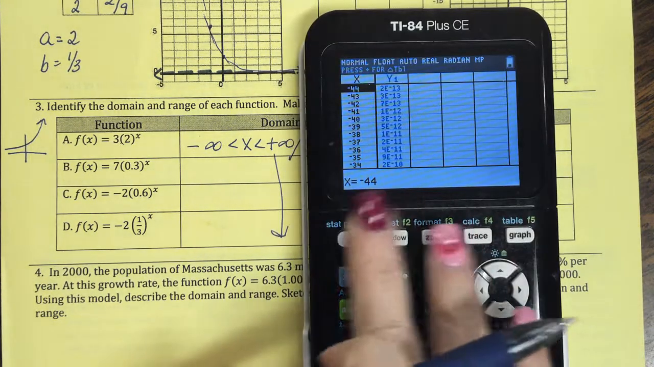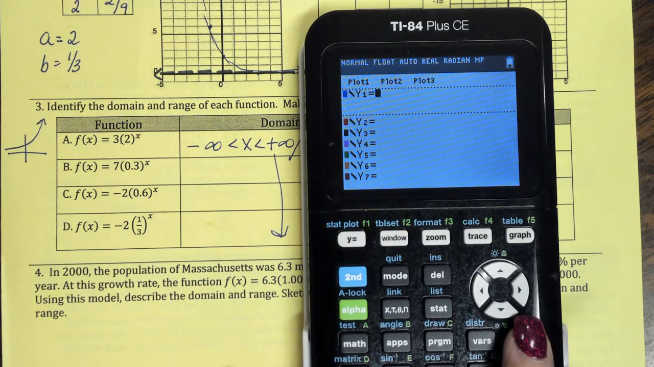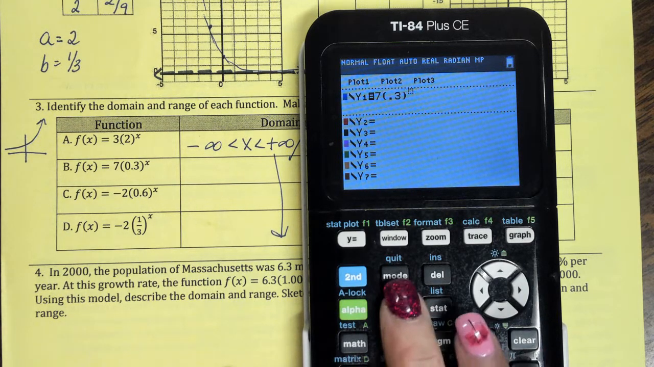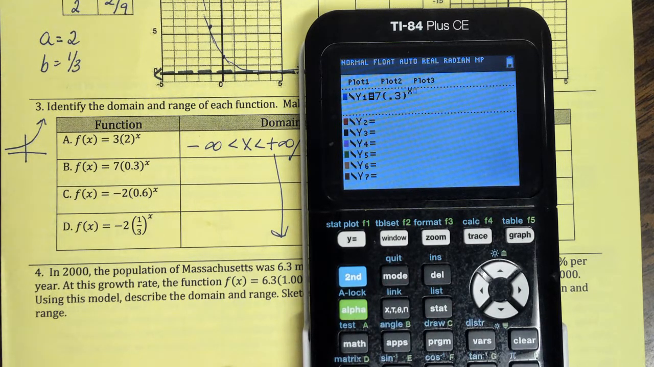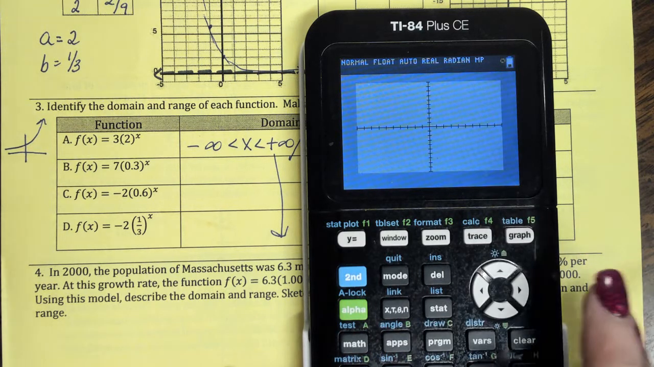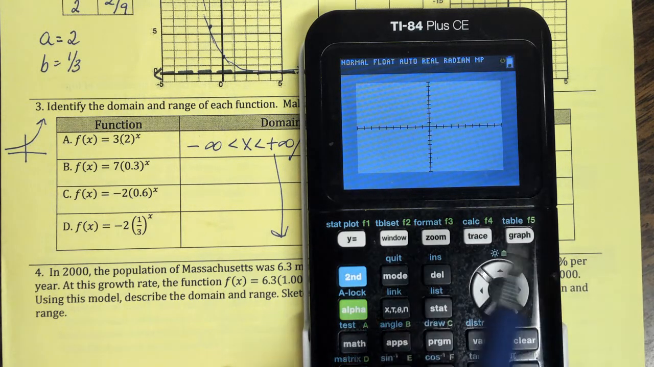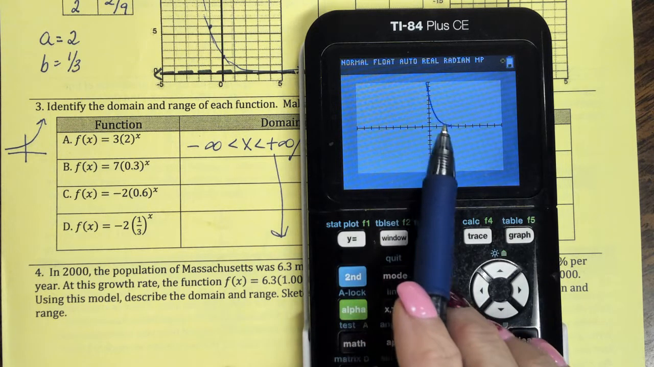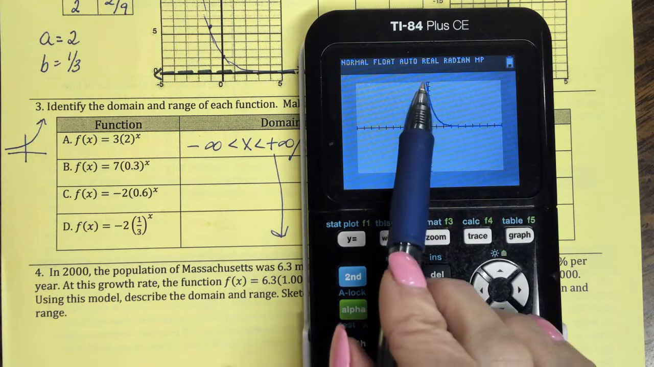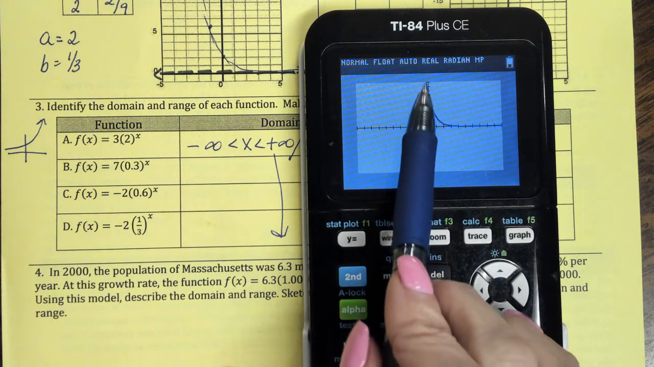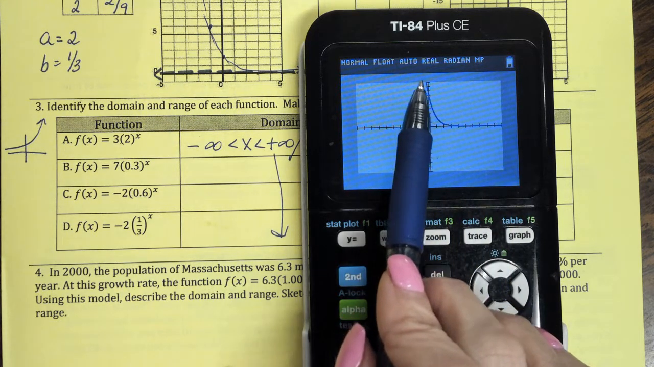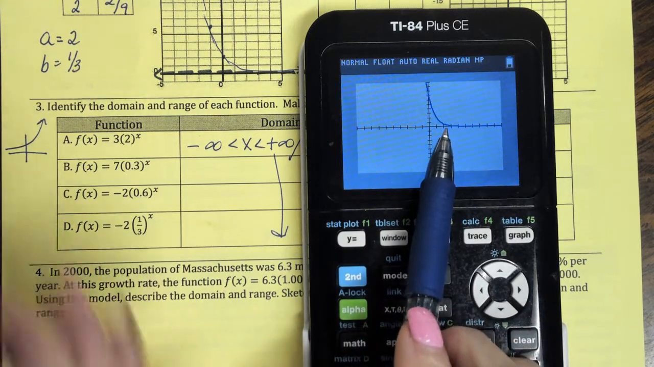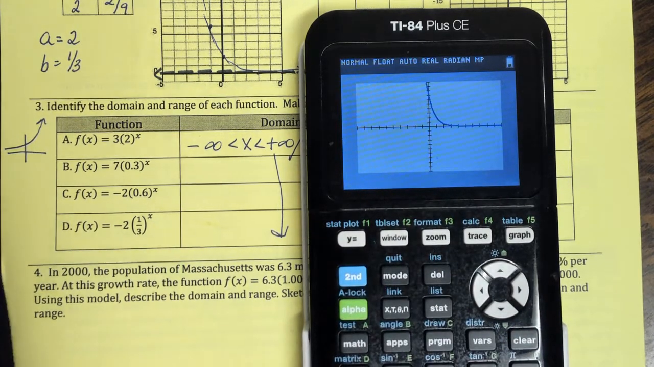So let's take the range of this next one. Let's put this in here: 7 times 0.3 to the x. Now let's look at it. All right, let's graph it. So here it comes down. Again, the domain goes forever, but this starts up at positive infinity, and as it comes down, it's getting really, really close to 0. It's not ever going to reach it, but it's getting super close.